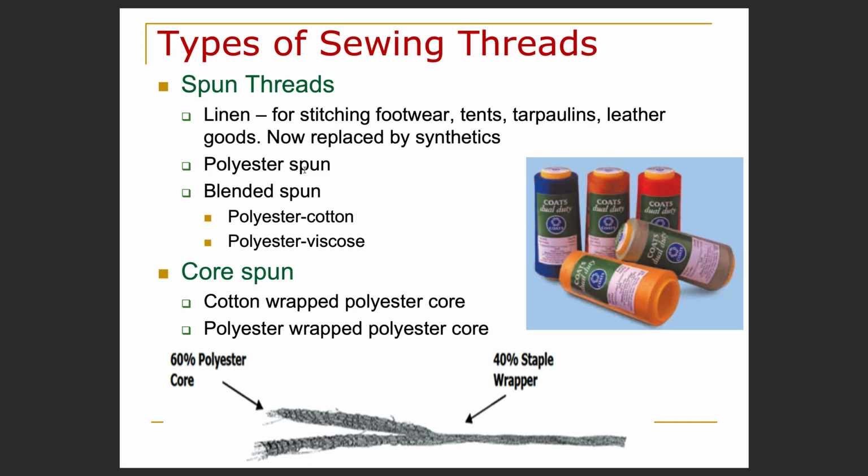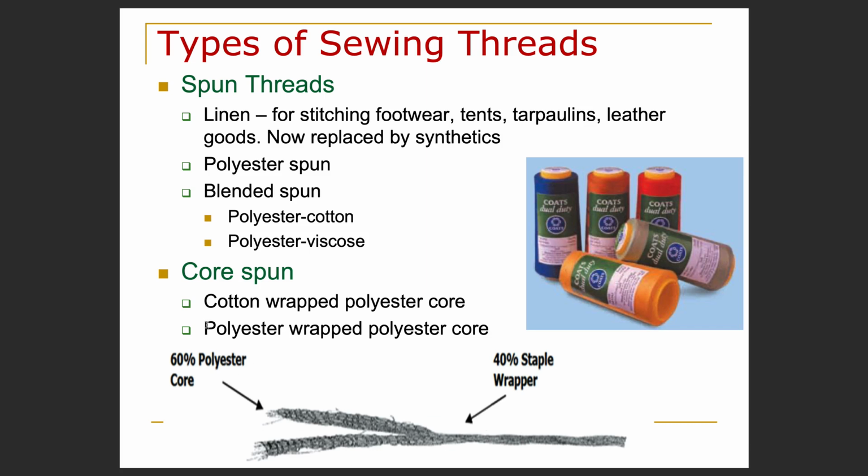So we can have 100% polyester used for the making of sewing thread, or we can have blended threads, where two fibers in different proportions are blended to form a sewing thread, like polyester cotton or viscose cotton. Another thread construction is the coarse spun type, where we have two different kinds of fibers, one in the core and another in the sheath, or as the outer wrapper fibers. Here, for example, 60% polyester forms the core of the sewing thread, and it is wrapped by cotton fibers as the sheath or the wrapper fibers.